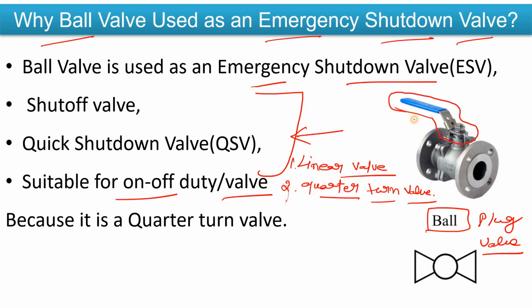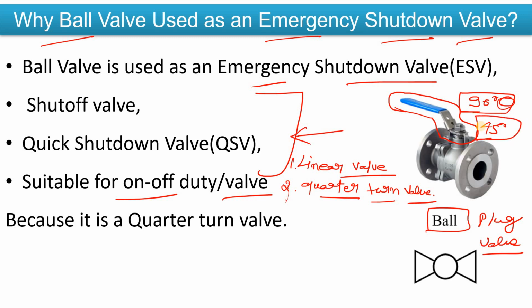To open or close a quarter turn valve, you simply have to turn this handle 90 degrees. When you turn it 90 degrees, it will either be on or off. So what will happen when it is at 45 degrees? Please let me know in the comments box.